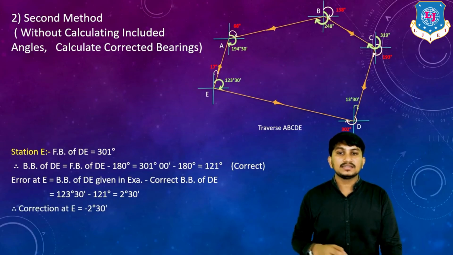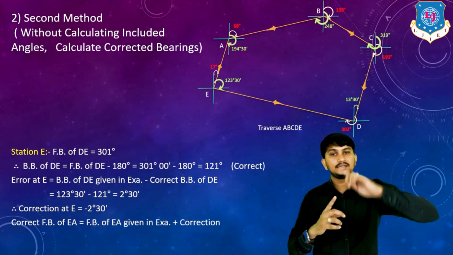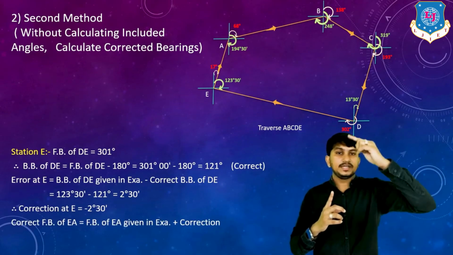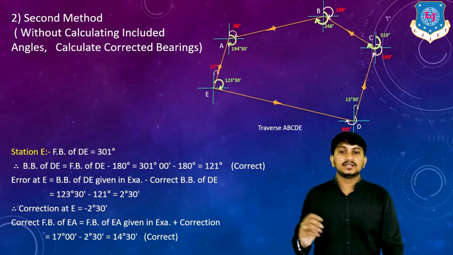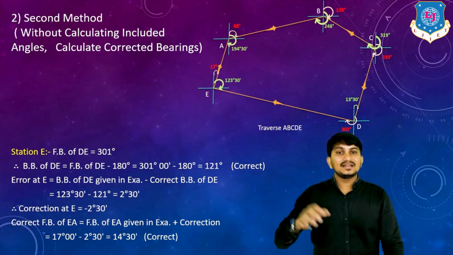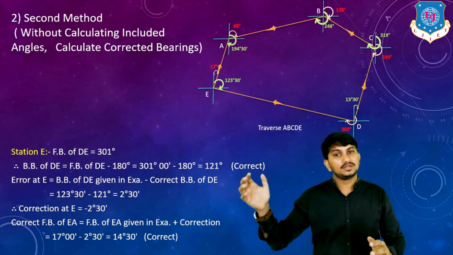We have to correct this error by a correction of minus 2 degrees 30 minutes. This correction will be implemented in the next reading, which is FB of EA. So FB of EA, which is given in the example as 17 degrees, adding this correction of minus 2 degrees 30 minutes, we can find the correct FB of EA, 14 degrees 30 minutes. This is similar to what was calculated in method number 1.